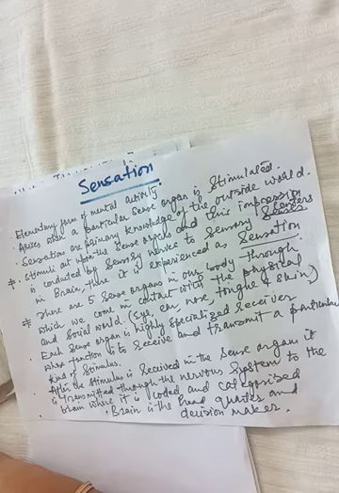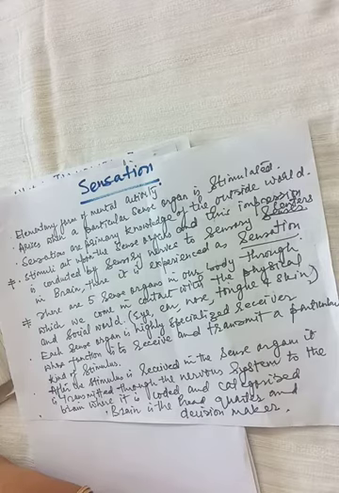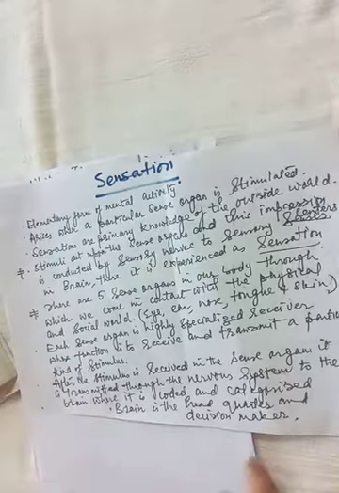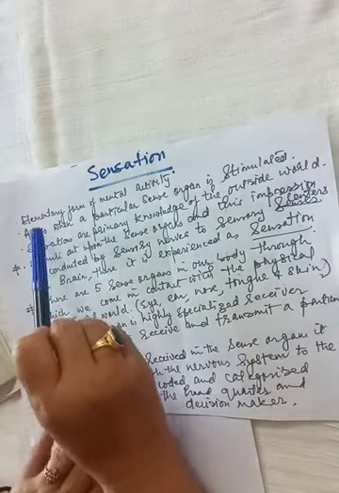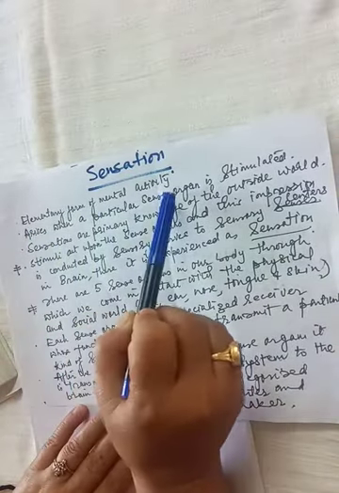But before perception, there is another mental process which takes place, which is known as sensation, which is a primary process. Without sensation, we will not be able to perceive anything. So the first basic information which we get from our environment through our sense organs is called sensation. That is why it is known as the elementary form of mental activity. So sensation, what is sensation? Sensation is the elementary form of mental activity.